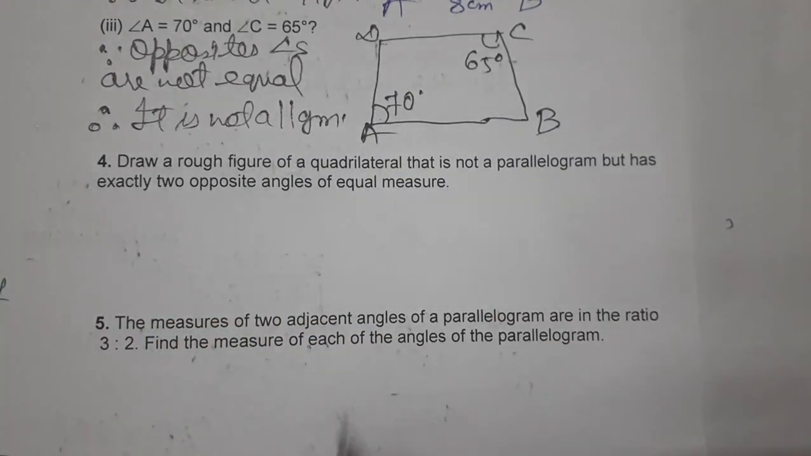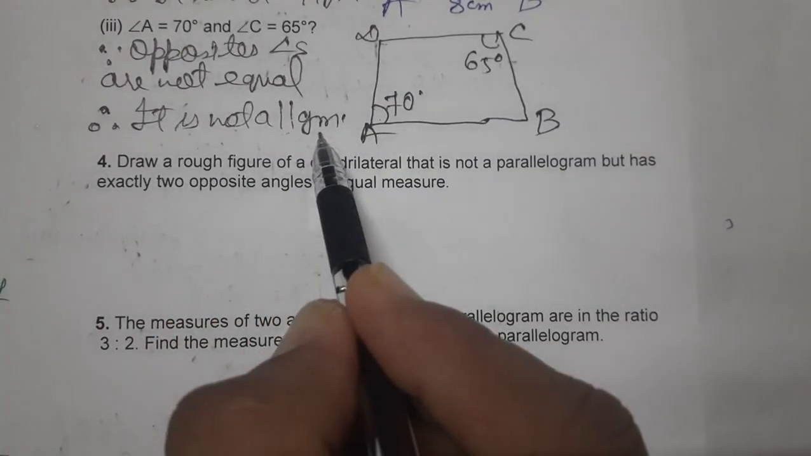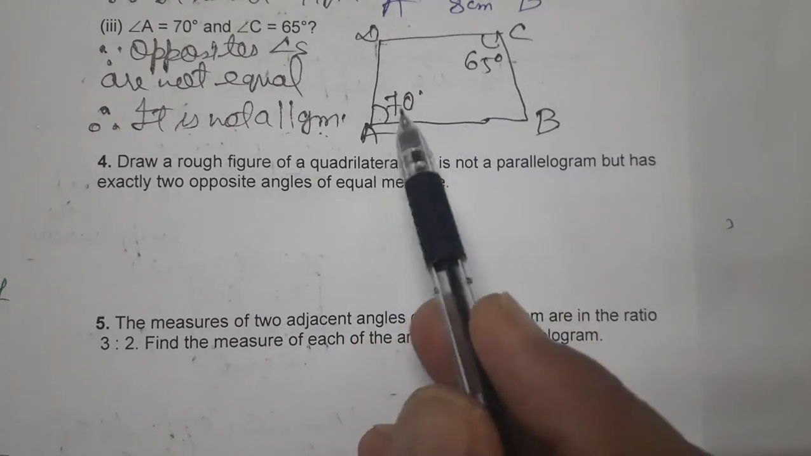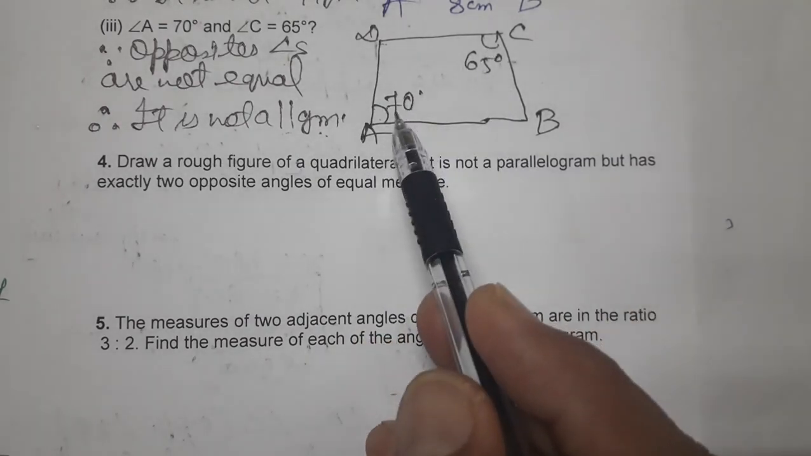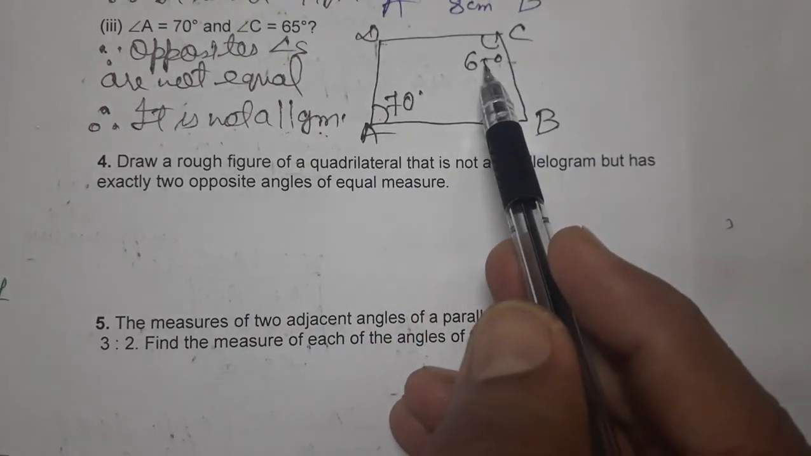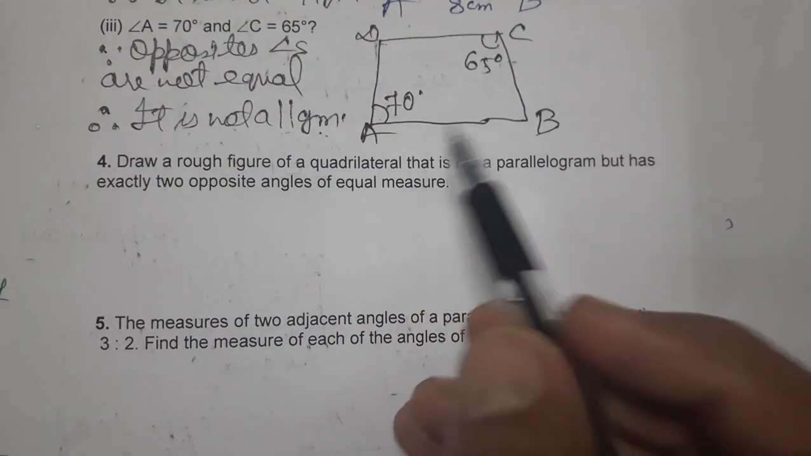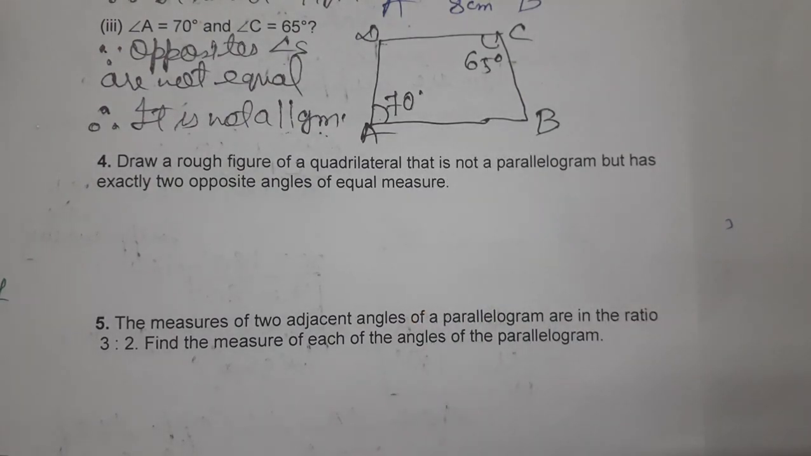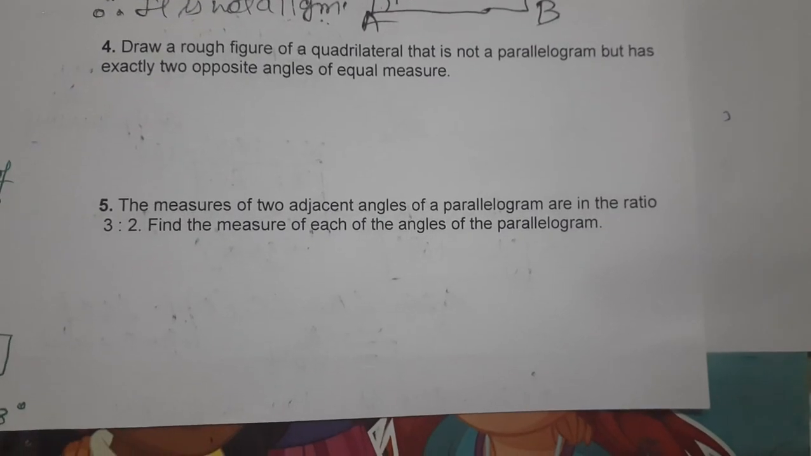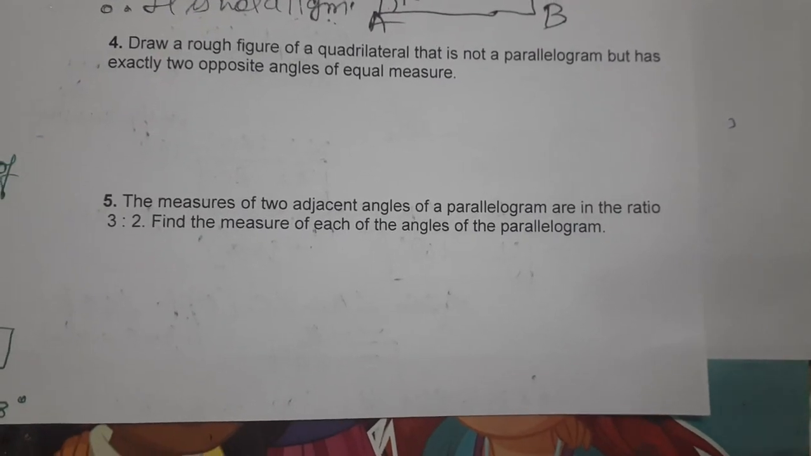Okay, children, understood? So, opposite angles are not equal. One of the angles is 70, the other is 65. So, it is not a parallelogram. Now, this question number 3 is completed, all the 3 parts. Understood, children? Now, let's do question number 4. See question number 4, what it is.